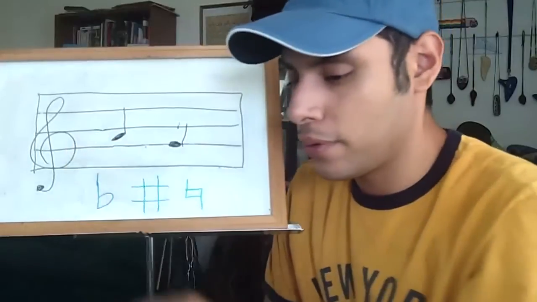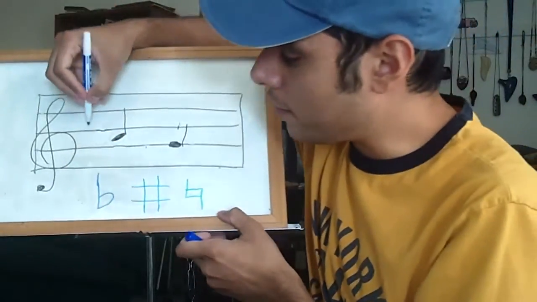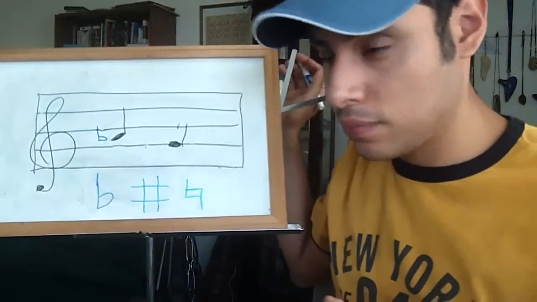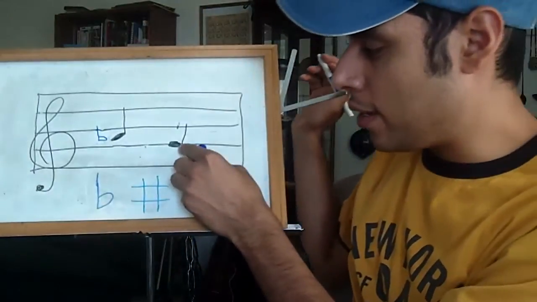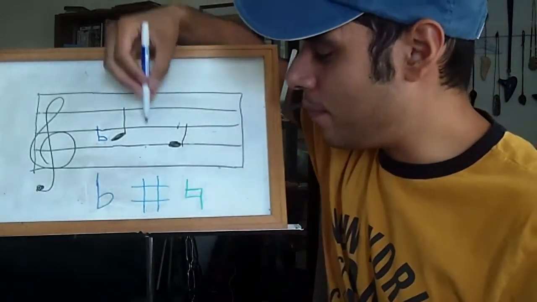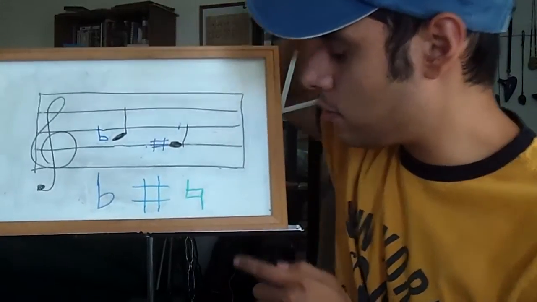Now, how you read those on the music is these will go in front of each pitch. So for example, here we have A, and when you have a flat in front of it, it changes the name to A flat. Here we have a G, it's G, not AG. When we put a sharp in front of it, it changes that to G sharp.